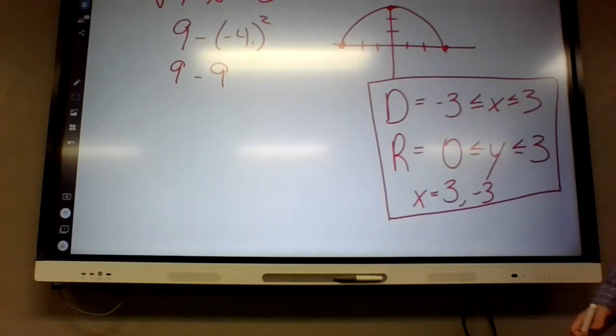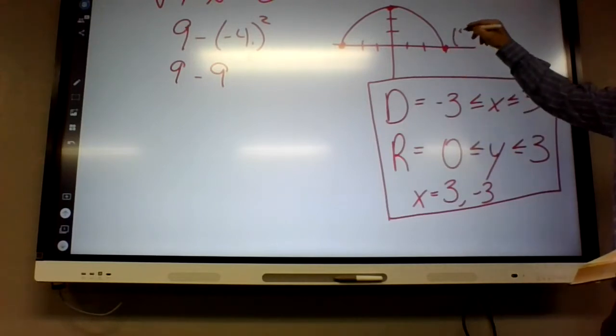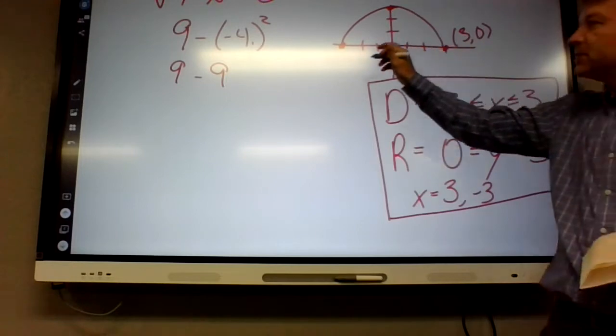The zeros of the function on the graph are always the x-intercepts, because the x-intercepts always have a y value, a function value of 0. This is 3, 0. This is negative 3, 0.